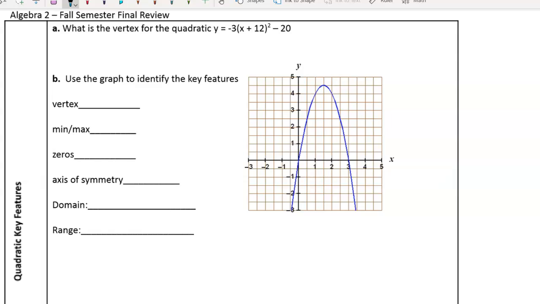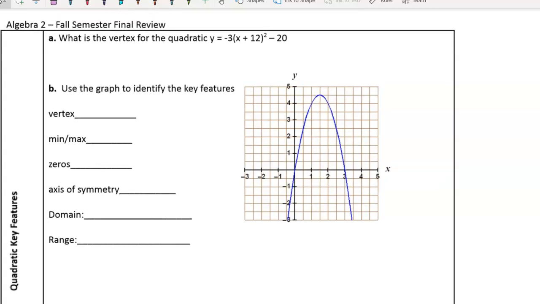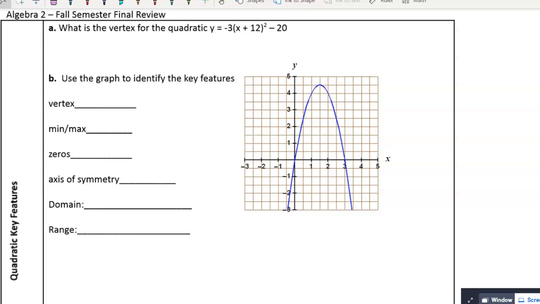Okay, the first question asks us, what is the vertex for the quadratic function y equals negative 3(x plus 12) squared minus 20? All right, so first thing is asking for the vertex. Looking at the graph here, we know the vertex is going to be where the graph curves. So that would be at 1.5 and 4.5. So x value is 1.5, y value is 4.5.